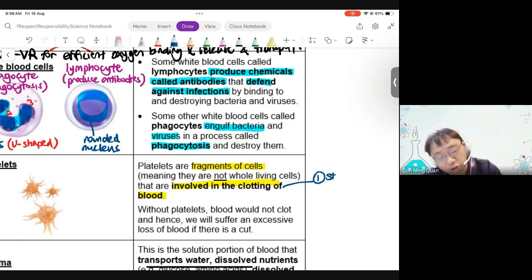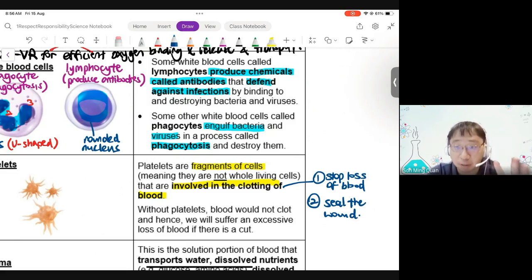One is to stop the loss of blood, and two is to seal the wound. If the wound is not sealed properly, bacteria could enter, and that could cause infections and complications later on. So it's very important to clot the blood whenever there is an injury and parts of the tissue are exposed to the air. Platelets are very important, even though they are fragments of cells, because they help to perform this important function of clotting of blood.